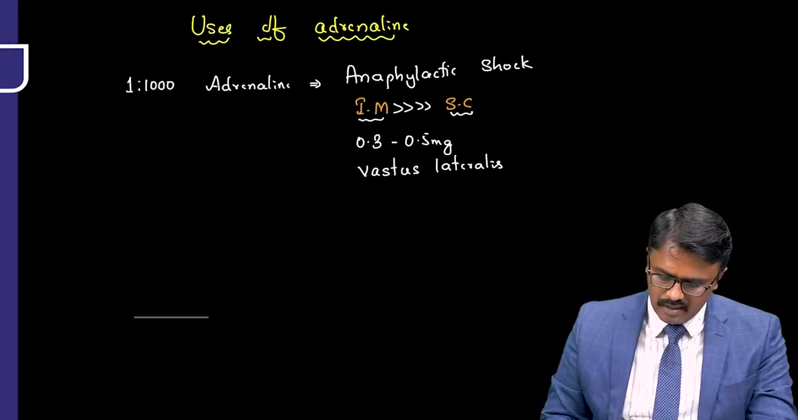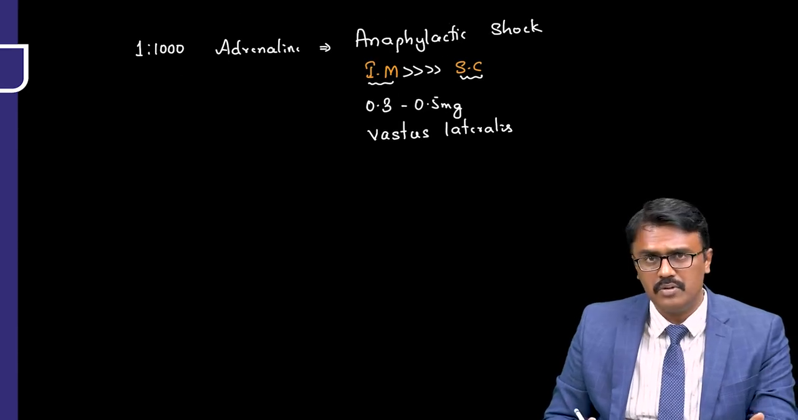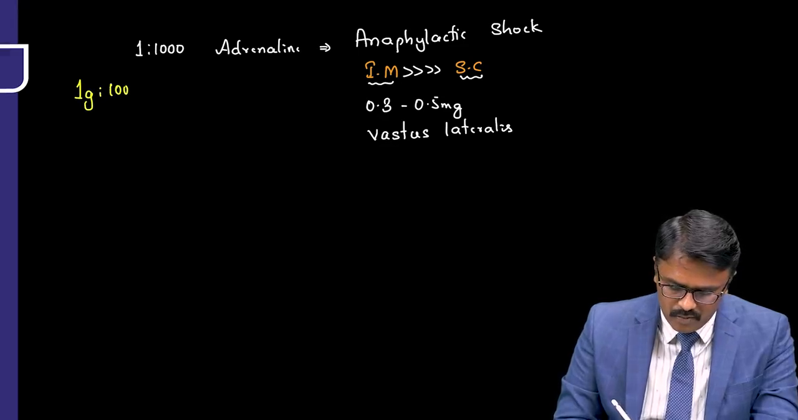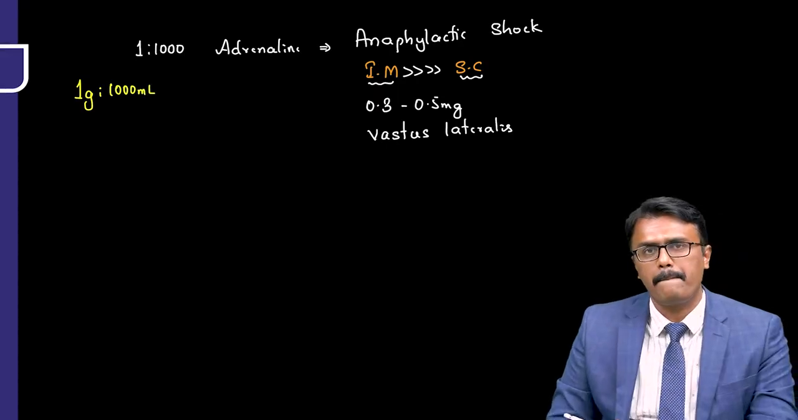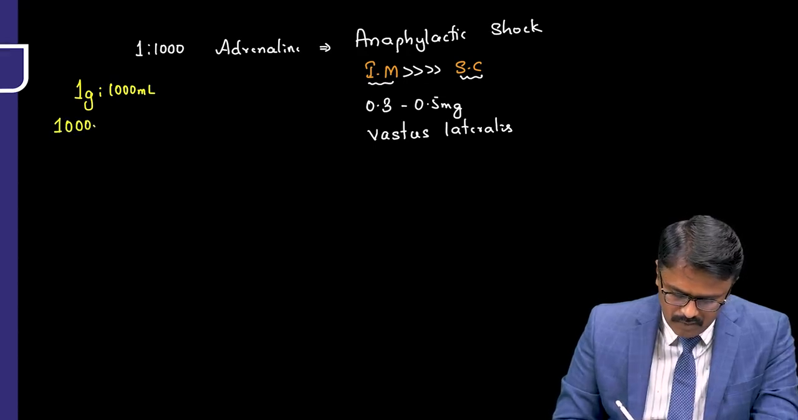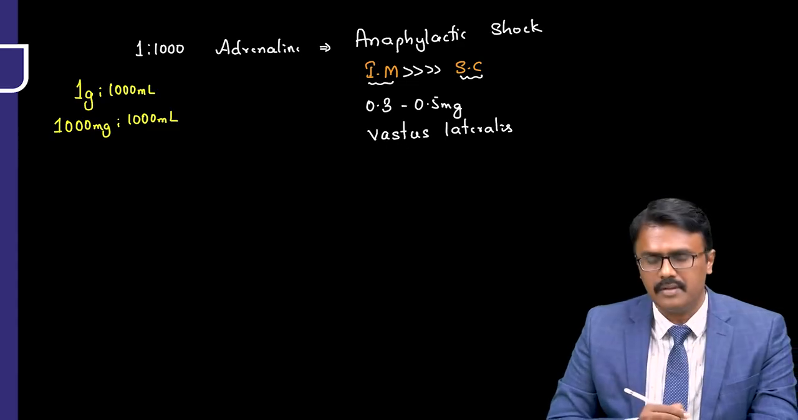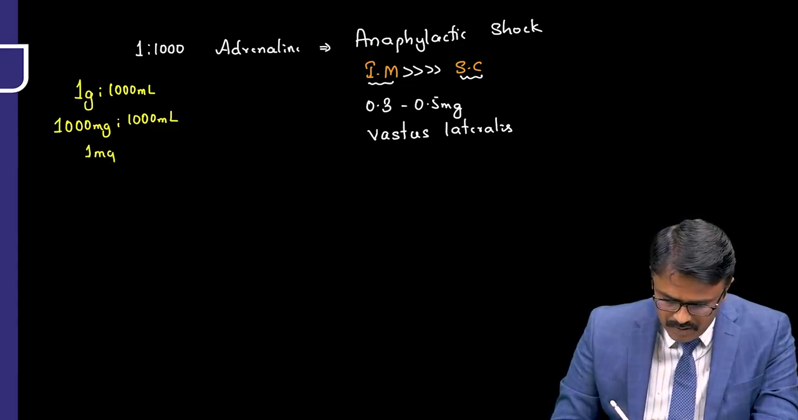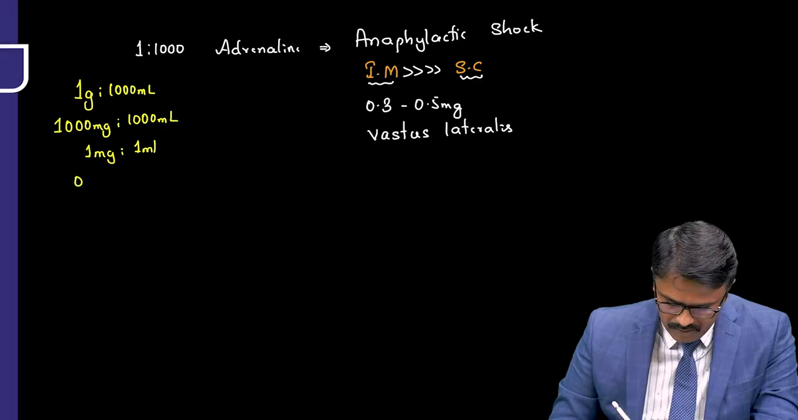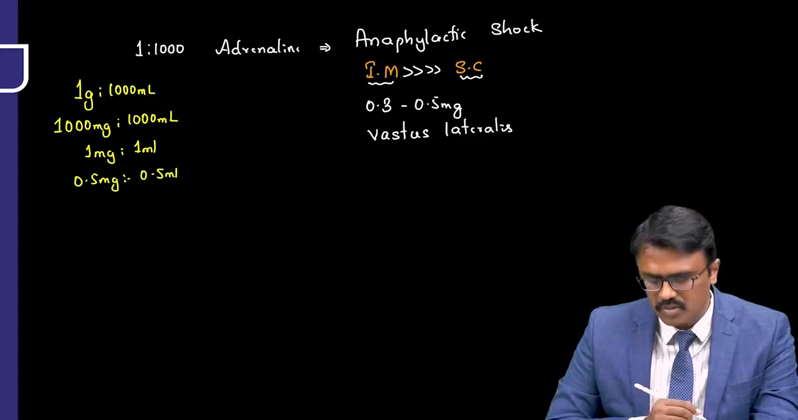Now here there are certain questions. Sir, what do you mean by 1 in 1000 dilution? How do they do it? What they do is take 1 gram of adrenaline and put it in 1000 ml of water. The meaning is 1 gram, which is equal to 1000 milligram, is present in 1000 ml. Clear? So can I write 1 milligram is present in 1 ml? Yes. If I want to take 0.5 milligram, how much ml should I take? 0.5 ml. So this is the meaning.